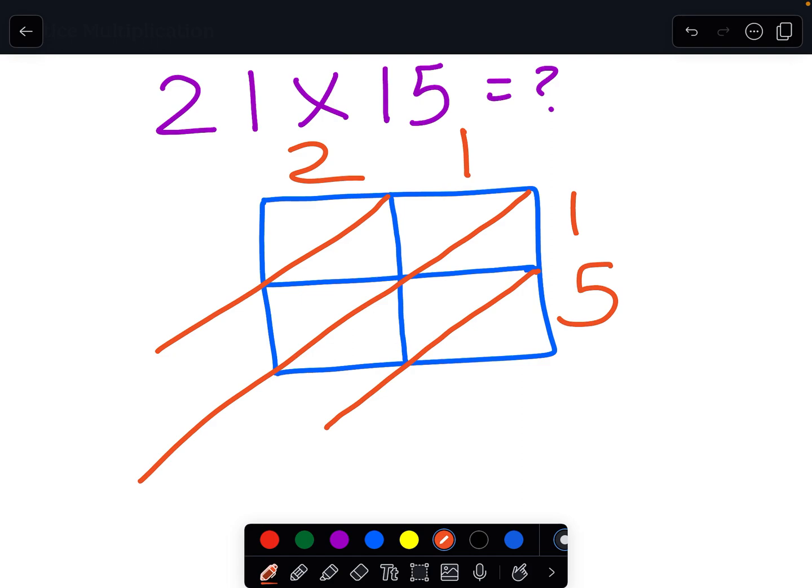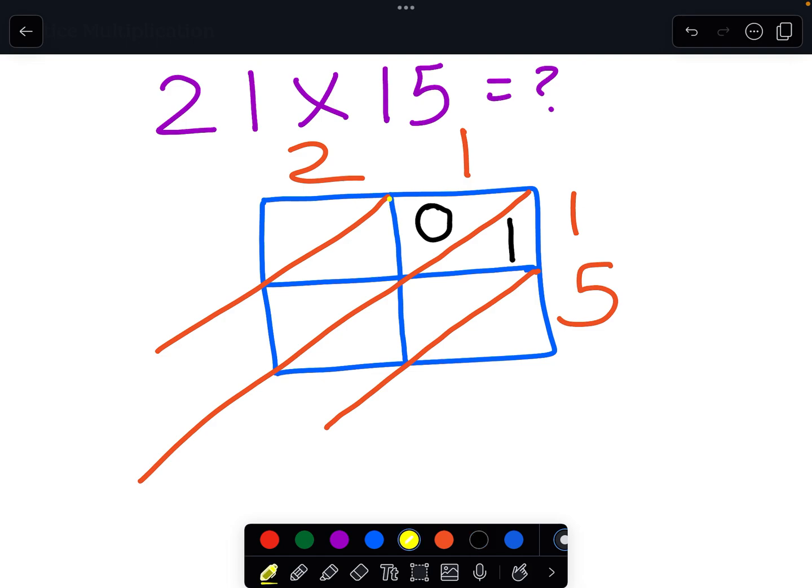I'm going to look at each box, each section, and multiply the numbers on the sides. I'll start off with this one. What is 1 times 1? Well, 1 times 1 is just 1. So the lower triangle takes the 1's digit, and because I don't have a 10's digit, I'll just put a 0 there.